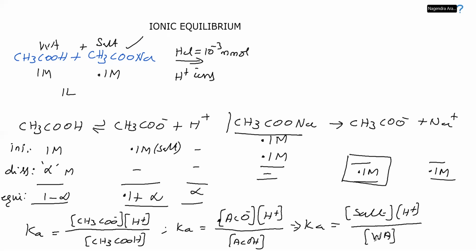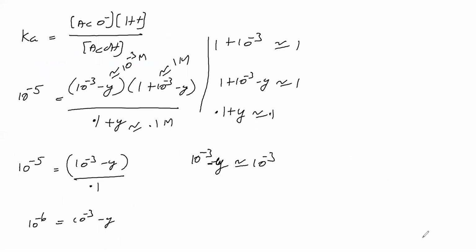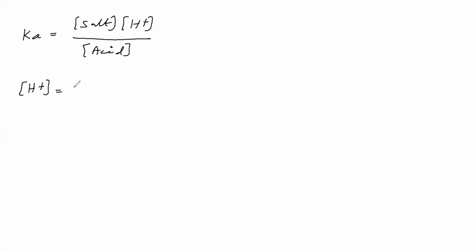acid. Okay, so I have taken the formula Ka is equal to concentration of salt into concentration of H plus by concentration of weak acid. So Ka is equal to concentration of salt, concentration of H plus by concentration of acid, concentration of acid initially. Now, from this we will find H plus concentration is equal to Ka into initial concentration of acid by initial concentration of salt.